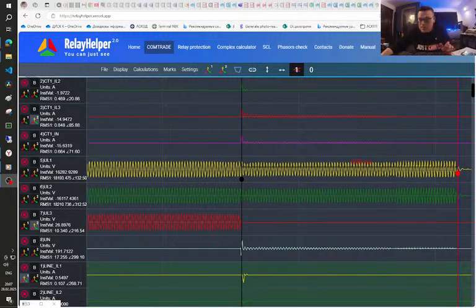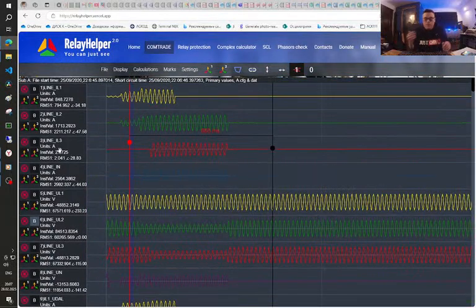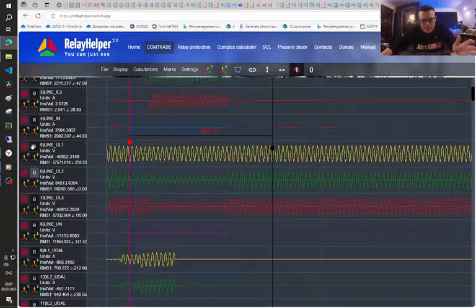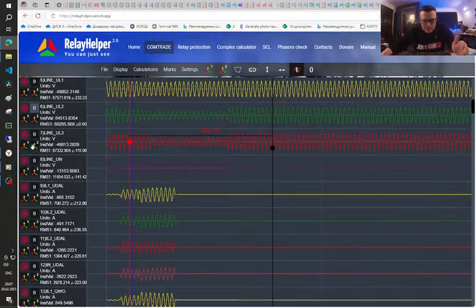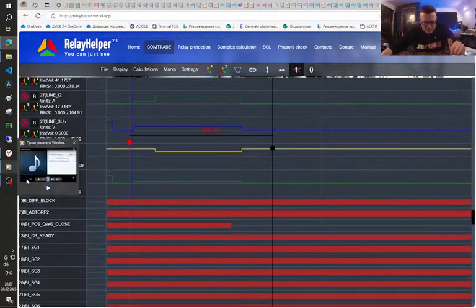So let's look at the protection behavior. Up to this point, we analyzed the analog channel behavior, what happened with the primary equipment, but let's dive a little bit into the protection itself.